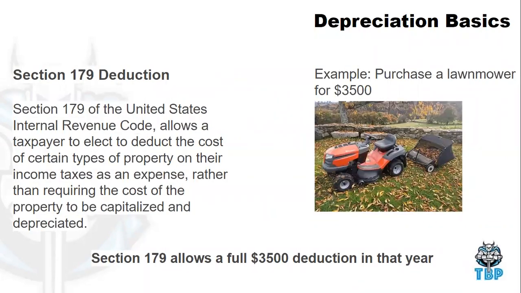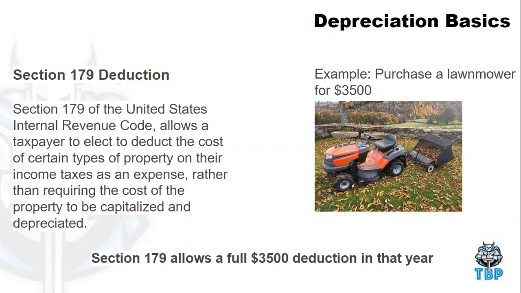Another example, we're going to look at our same lawnmower, $3,500 purchase. Now, based on what we just said, just using straight line depreciation, that would be a $700 a year deduction. There's something else called the Section 179 deduction. This is a very powerful tool for you to use with your tax-paying clients. Section 179, for a lot of tangible assets, allows the taxpayer to take the full price in that year.